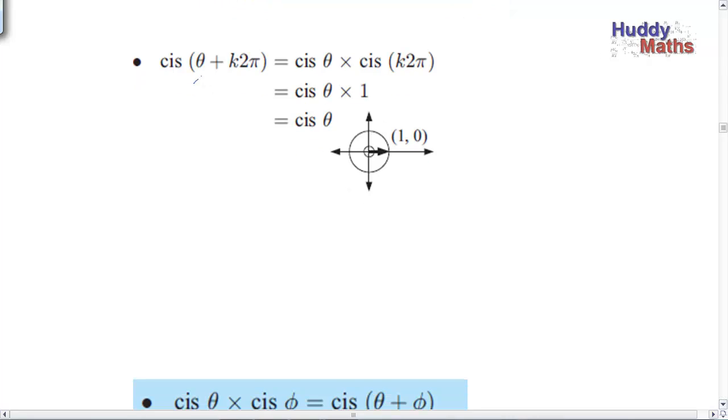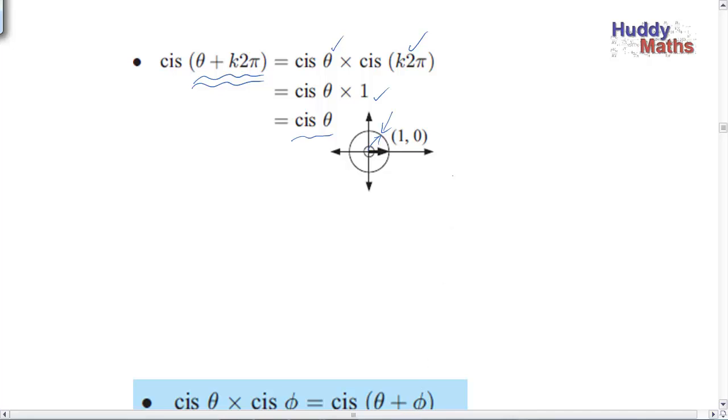Okay, so cis of theta plus k 2 pi. Using those rules from above, it's the same as cis of theta times cis of k 2 pi. And that's times 1, which would be cis of theta. Now, that's doing it with algebra. Can you see why that would be the same? Let's do it on the diagram. So if you went here to theta and went around 2 pi, you'd be back to the same point. So this is the property of circular functions again, isn't it?